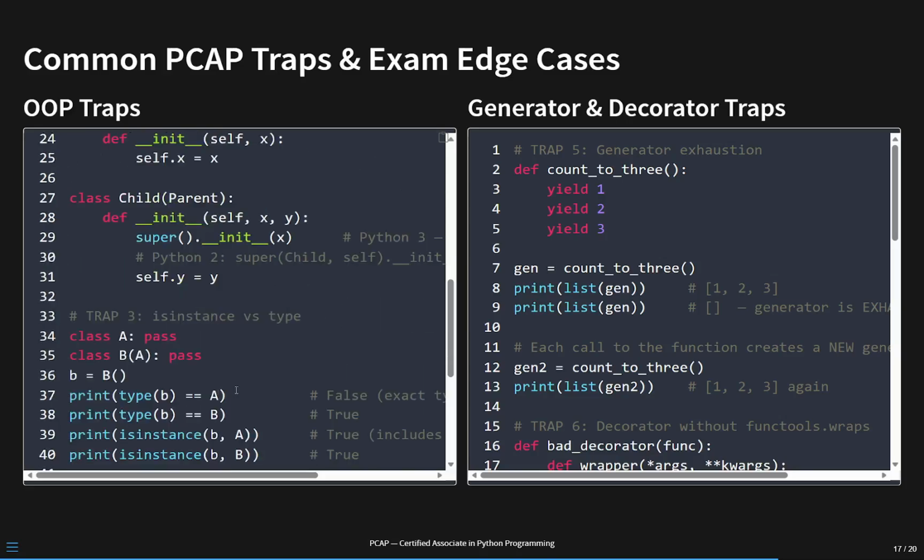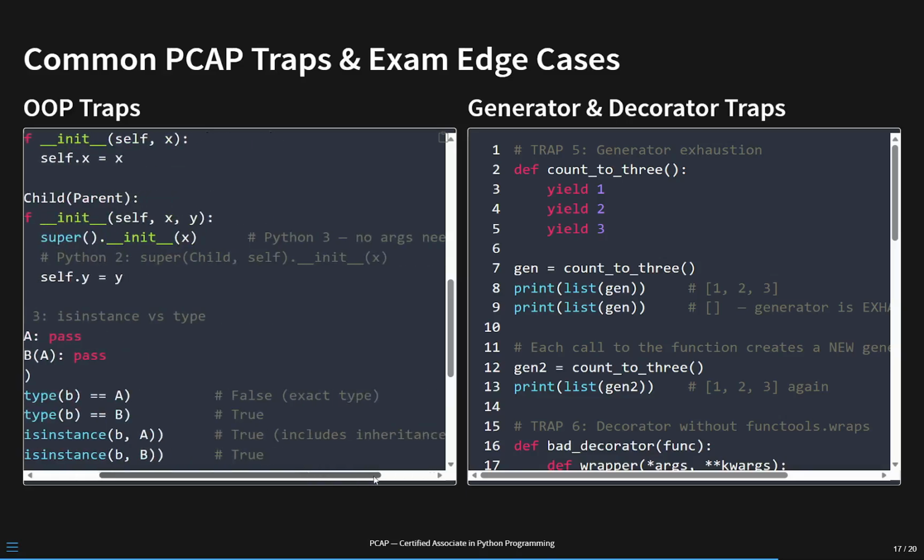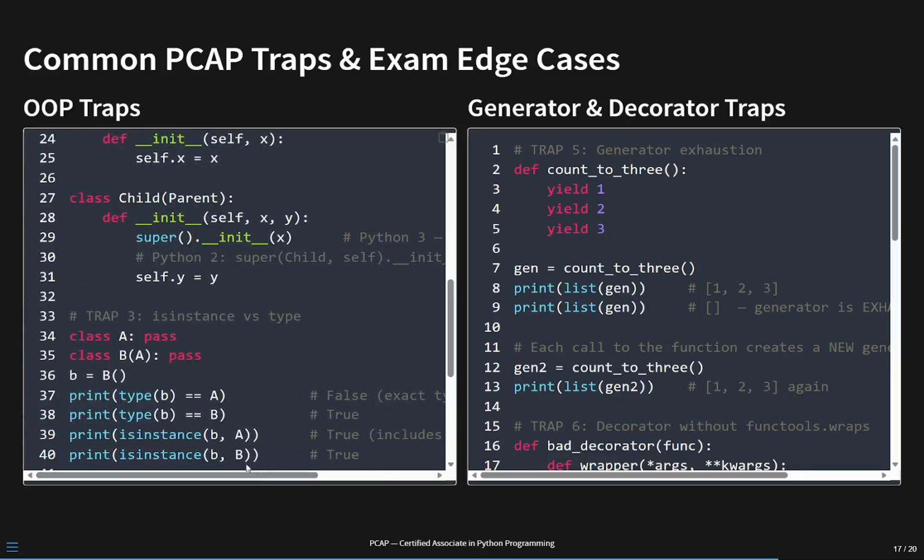Type(B) == A checks for exact type match. isinstance(B, A) checks whether B is an instance of A or any subclass of A. For polymorphic code, isinstance is almost always what you want. Type is for when you need to distinguish between a parent class and its children.